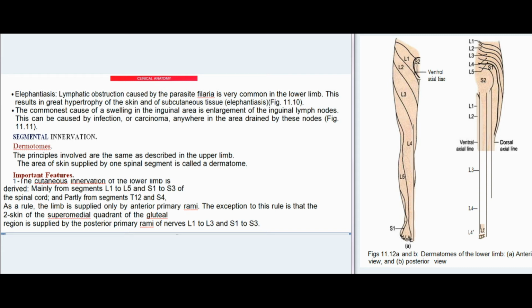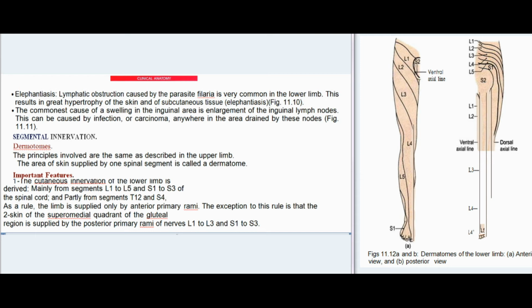Segmental innervation. Dermatomes. The principles involved are the same as described in the upper limb. The area of skin supplied by one spinal segment is called a dermatome. Important features. 1. The cutaneous innervation of the lower limb is derived mainly from segments L1 to L5 and S1 to S3 of the spinal cord, and partly from segments T12 and S4.